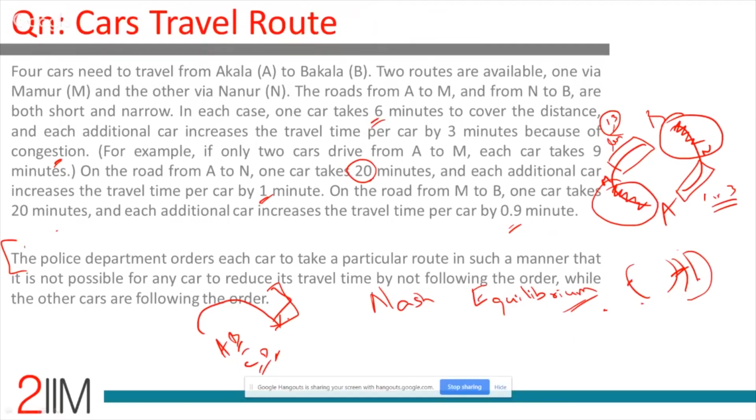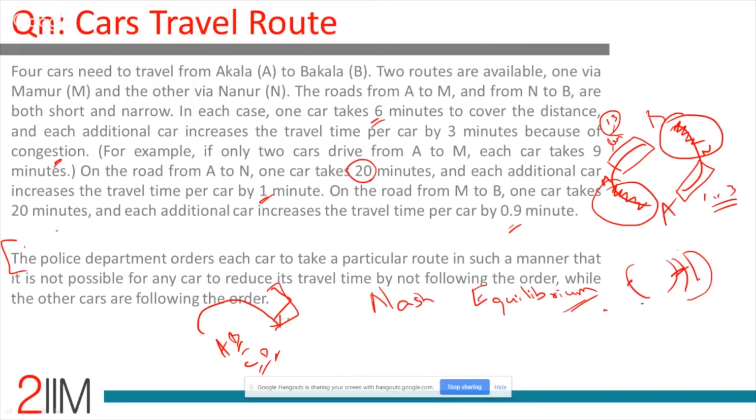If there's a bad apple who doesn't listen to the policeman, then that bad apple will stand to lose. That's what this constraint means. If of A, B, C, and D, let's say P, Q, R, and S, are traveling from A to B, and the policeman says, okay, P, you need to take this route, Q, R, S, you take that route.